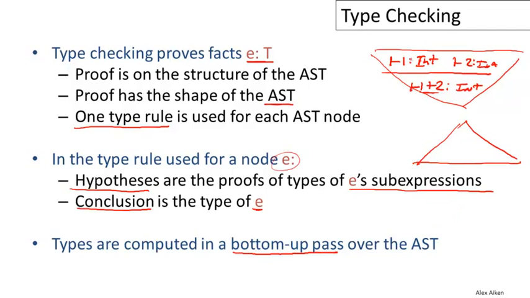That is, I assign types first to the leaves, like here I know that 1 has type int and 2 has type int, and then the types flow towards the root. I'm able to compute then the next level of the abstract syntax tree and so on. And once I've computed the types of all the sub-expressions of a node, then I can compute the type at that node.